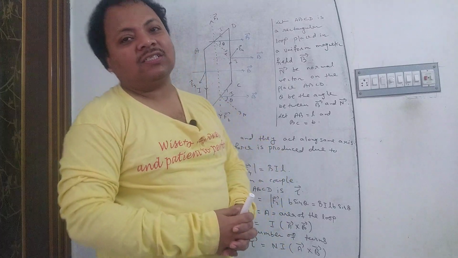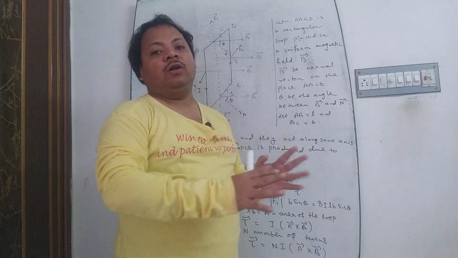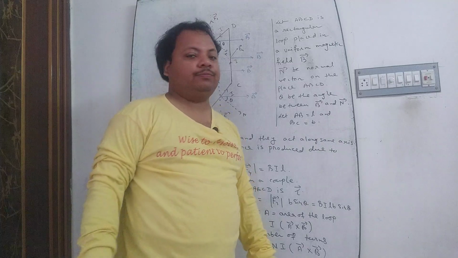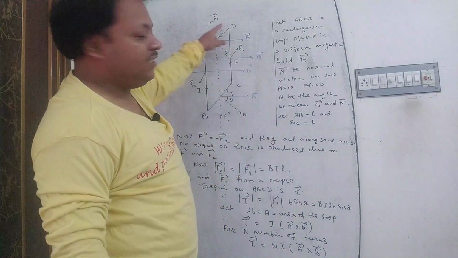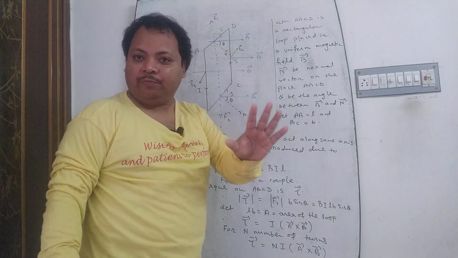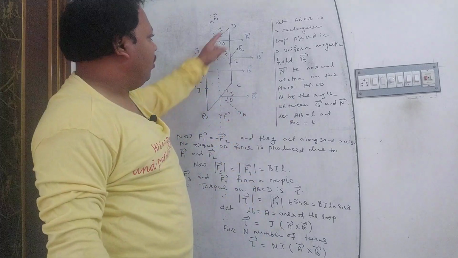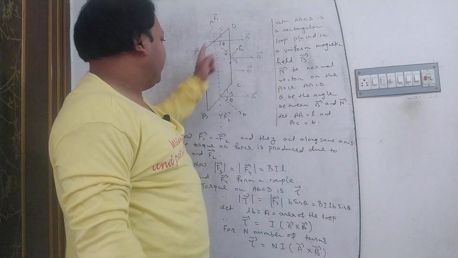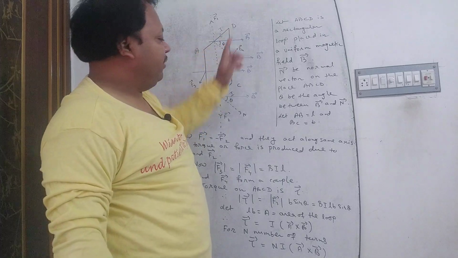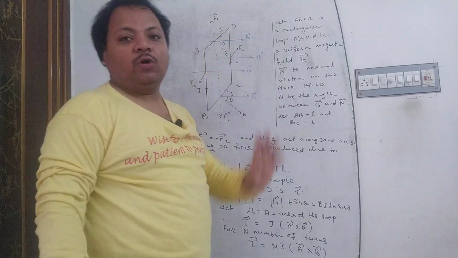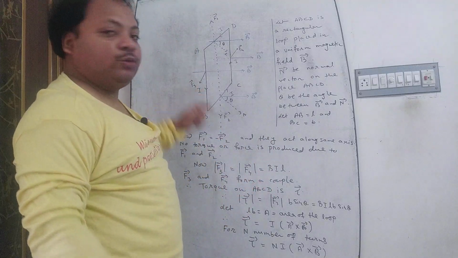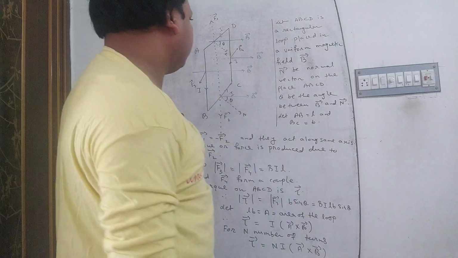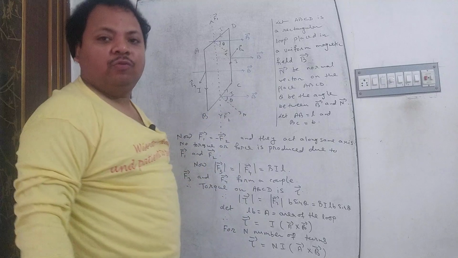Today I am going to discuss the torque acting on a current carrying loop placed in a uniform magnetic field. Let ABCD be a current carrying rectangular loop. The length of AB or CD is small l and the width or breadth of the rectangle, BC or AD, is small b. That is, AB is equal to l and BC is equal to b. Capital B is the uniform magnetic field.